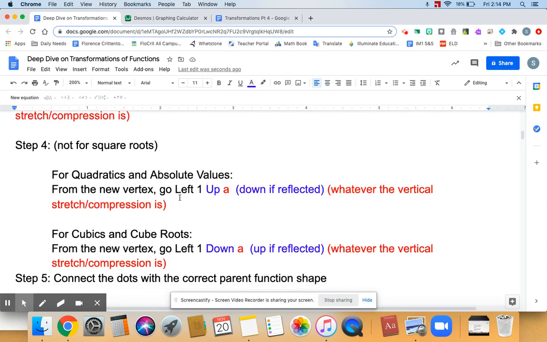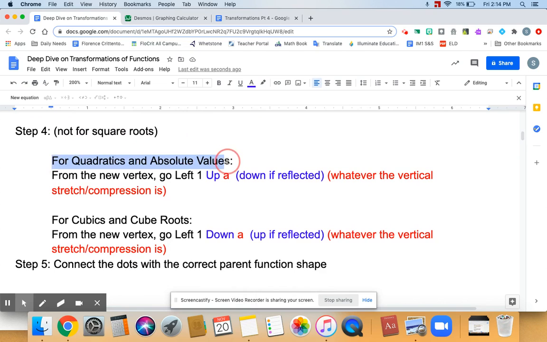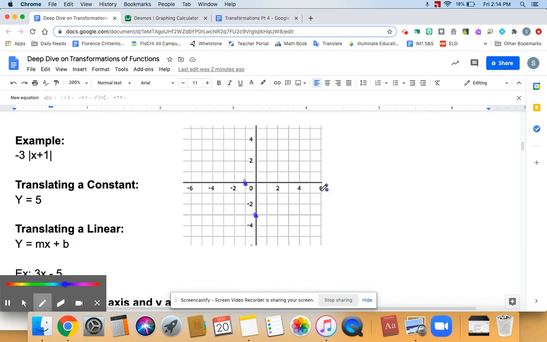And then for step 4, this is an absolute value graph. So I'm going to go from my new vertex left 1 and up or down my a amount. So from my new vertex, I'm going to go left 1 and I'm going to go up or down? Down because of the reflection, and how many? Down 1, 2, 3, because the vertical compression slash stretch is 3. So that's the proper graph, because now I'm doing my last step of making the right shape.